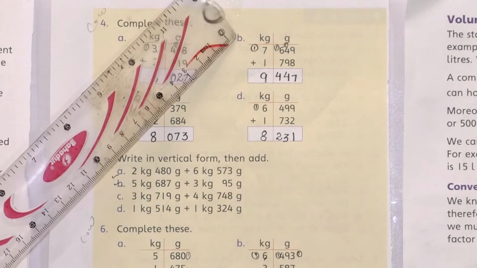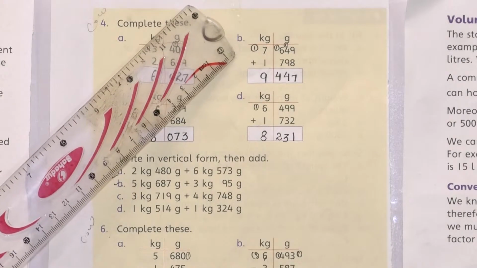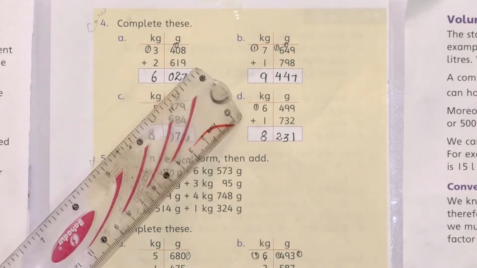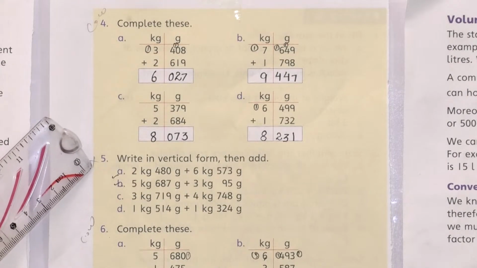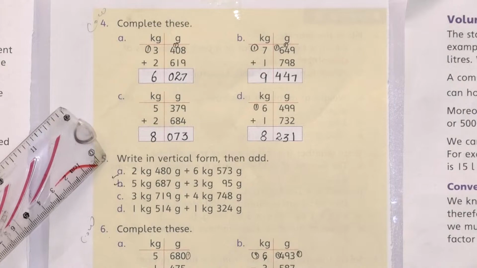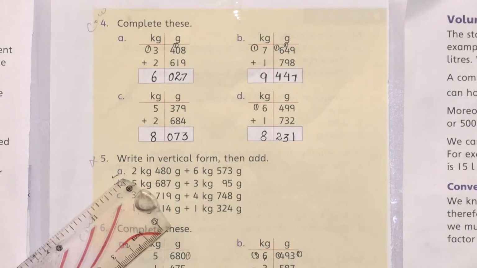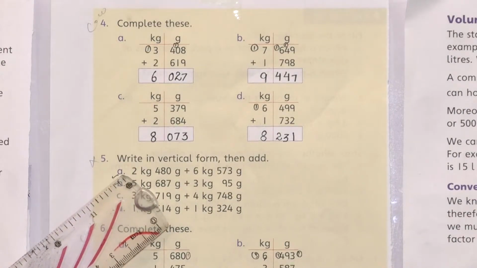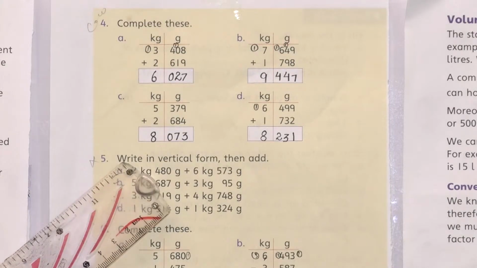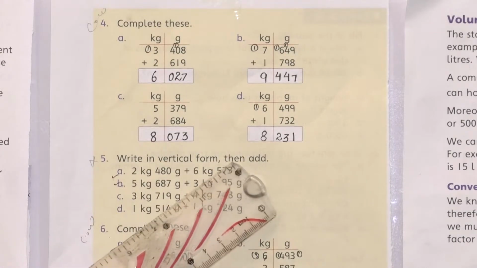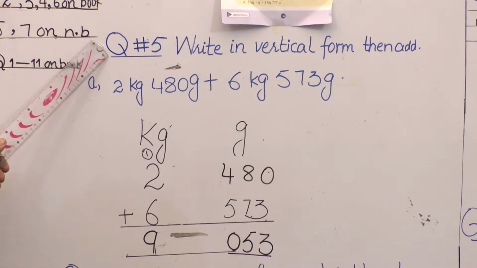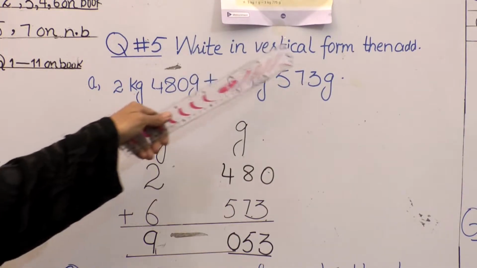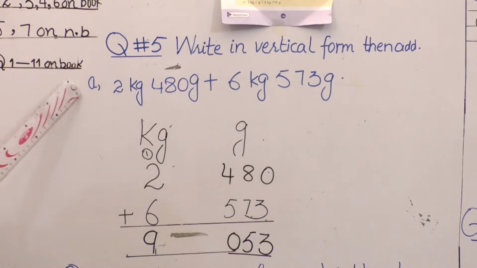In the same way, we can also add part B, C and D. Come to question number 5. Here we will do one part and you will do the remaining parts by yourself. The question is, write in vertical form then add. Okay students, write down question number 5, write in vertical form and then add. Here we are given part A.